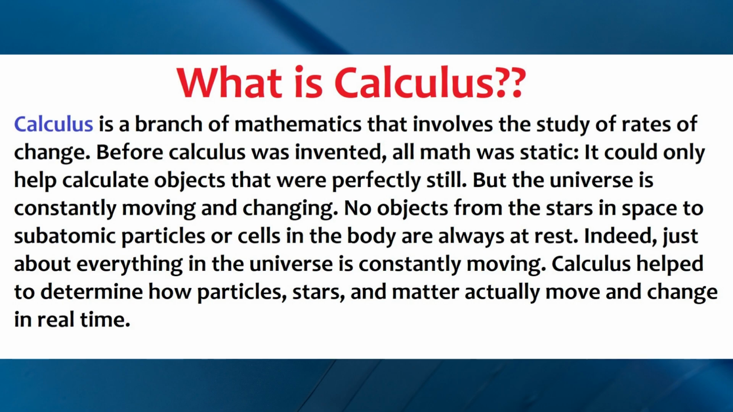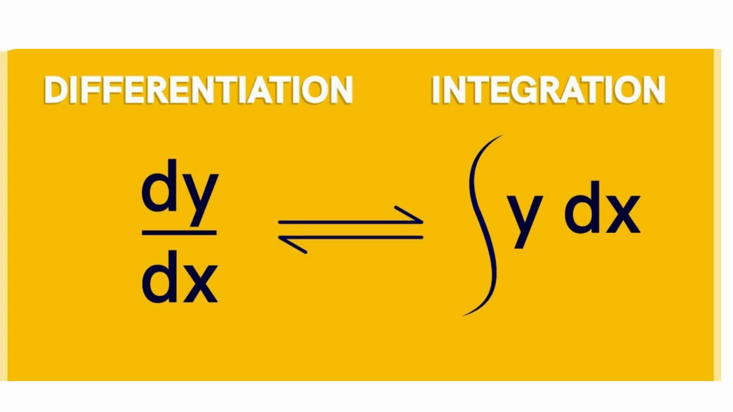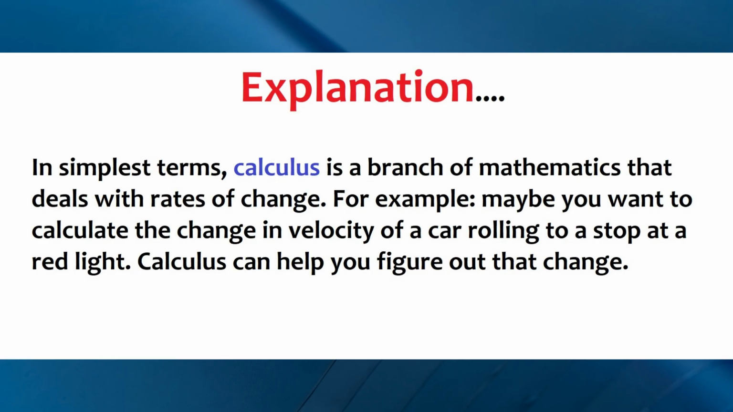There are two different types of calculus. Differential calculus divides things into small pieces and tells us how they change from one moment to the next, while integral calculus joins the small pieces together and tells us how much of something is made overall by a series of changes. Calculus is used in many different areas of study such as physics, biology, engineering, economics, medicine and sociology, etc. Also, calculus helps to determine how particles, stars and matter actually move and change in real time.